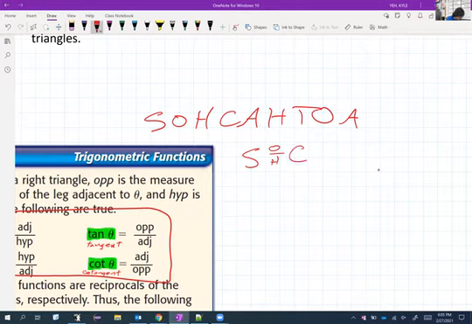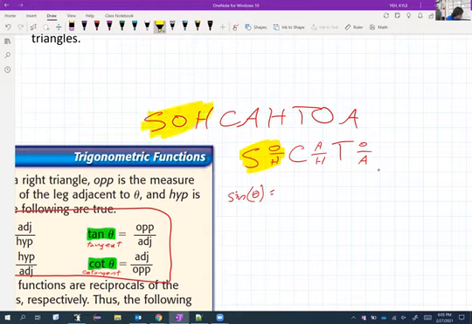So, ka, toa. Really what this is, again, is just a device for our brains to remember that sine theta equals the opposite over the hypotenuse. And that's what this says right here, when they're all written in a row. It's the order in which we write them. Sine theta is the opposite over the hypotenuse.